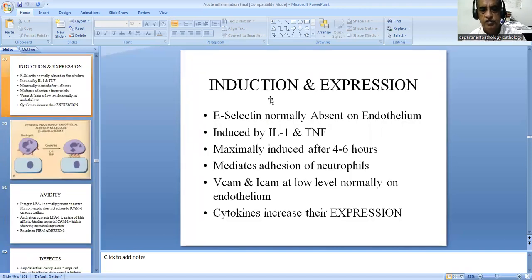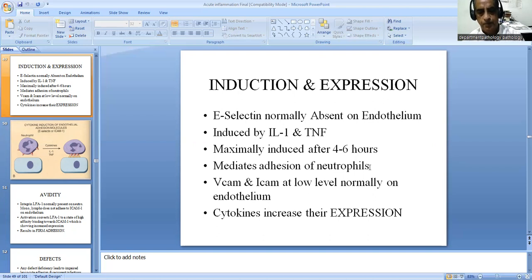Now, increased induction and increased expression. The second mechanism that we saw, you can take the example of E-selectin. This is normally absent on the endothelium. Once there is secretion of interleukin-1 and tumor necrosis factor, then there is induction or synthesis of E-selectin after a gap of 4 to 6 hours. Right? So they are maximally seen on the surface of the endothelium after 4 to 6 hours, the E-selectins. This will mediate adhesion of neutrophils.